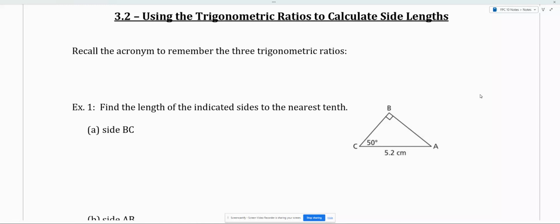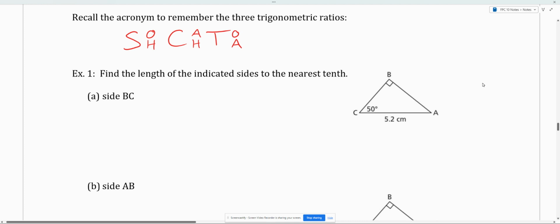So let's remember our acronym, SOHCAHTOA. We kind of write it in a funny way because it helps us remember our ratios or fractions. Sine is equal to the opposite divided by the hypotenuse. The cosine of an angle is equal to the adjacent divided by the hypotenuse. And the tangent of an angle is equal to the opposite divided by the adjacent sides. So we have angles using the trig functions to find the ratios of the sides. Now, we can use this to find missing sides.